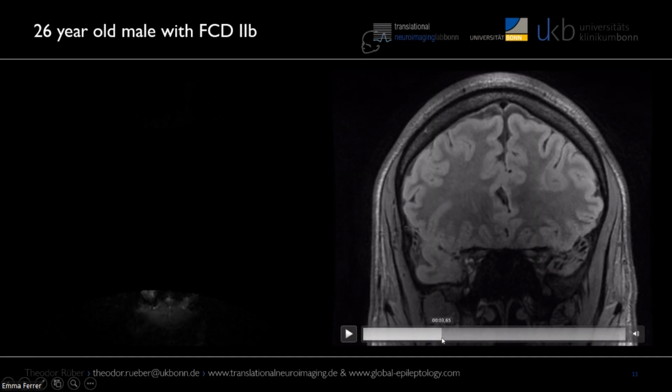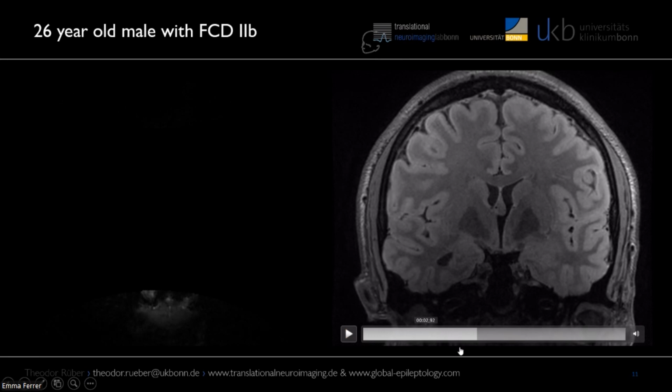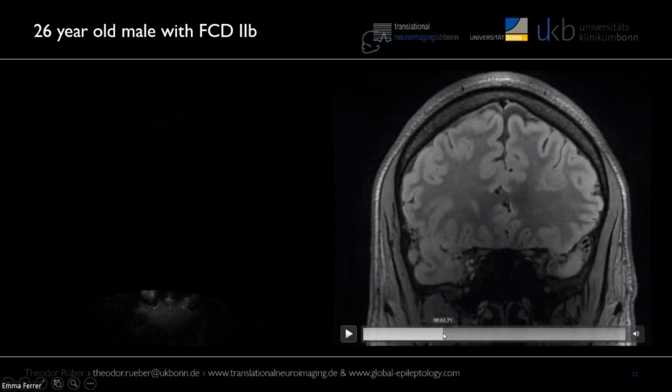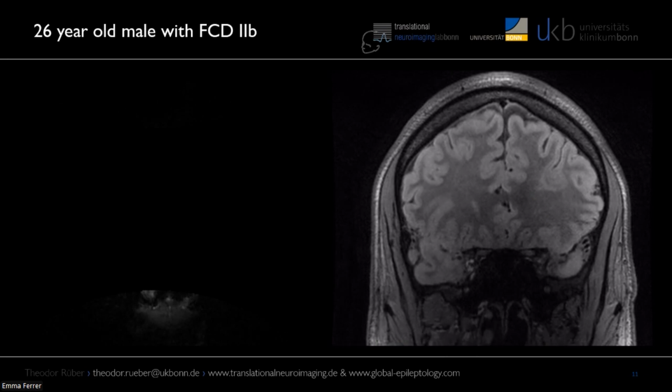There it is. Yeah, that's the lesion. And that was not found in 3T. But if you now go back to the 3T image, you will see it there. So the question is, was it missed because the radiologist was sleepy, or was it missed because the 7T image was really better?